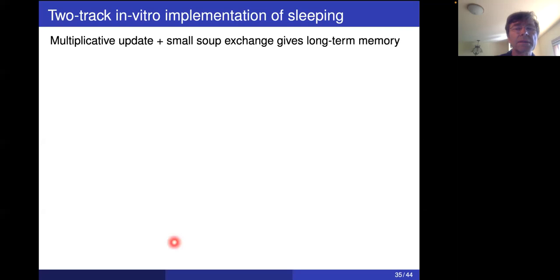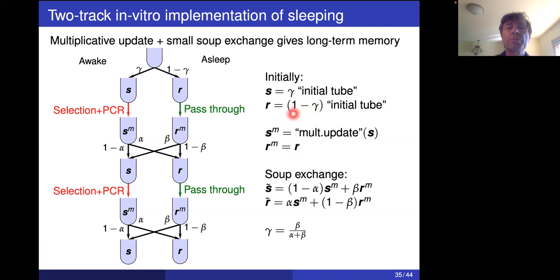So here's the update in math. You have the initial tube. The left one is gamma, one minus gamma. Then you do the multiplicative update. The right one just passes through. And then this is the soup exchange. It's a very minor thing.